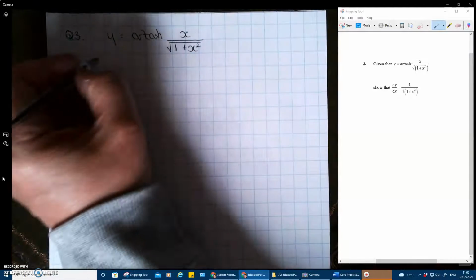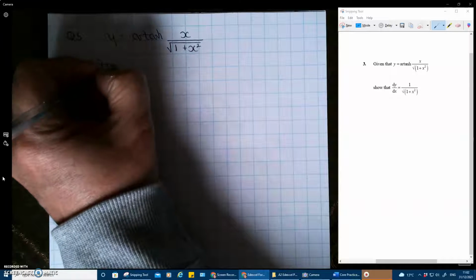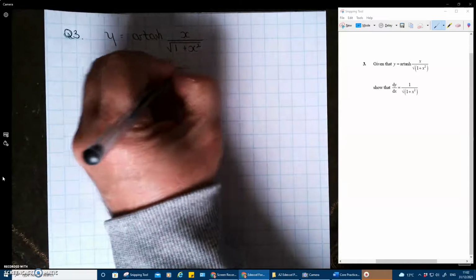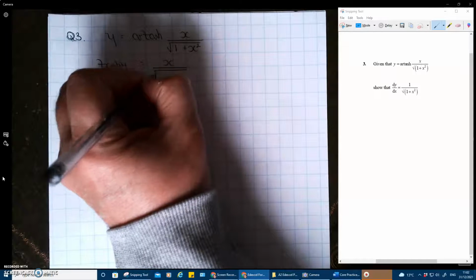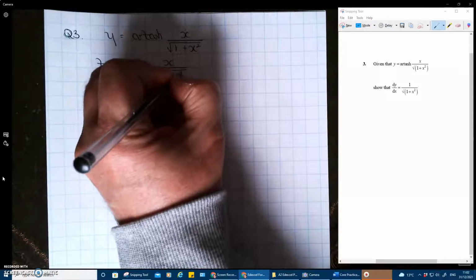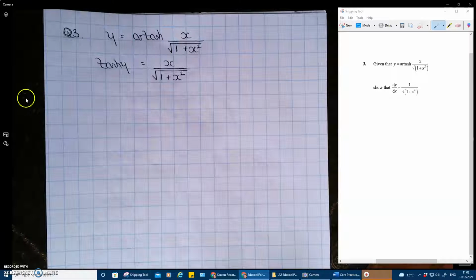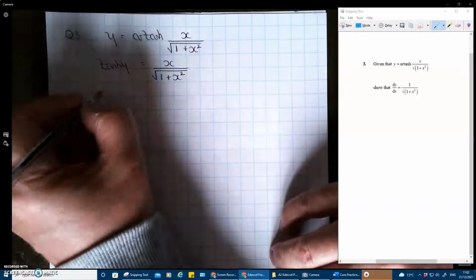So we're going to do the tanh of both sides. So tanh of y is x over root 1 plus x squared. Differential of tanh is sec squared, which is on the formula sheet. Double check, I'm pretty sure it is. Yep, differential of tanh is on the formula sheet, so sec squared.